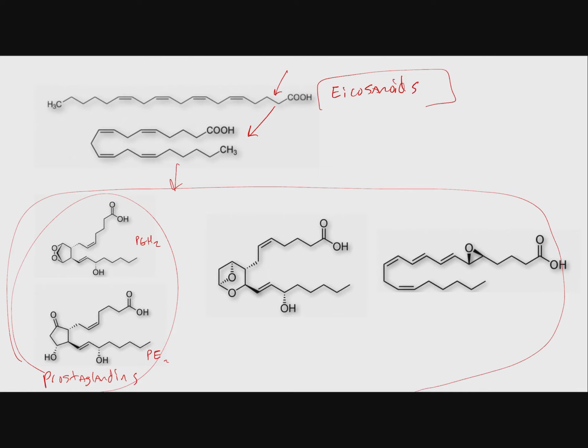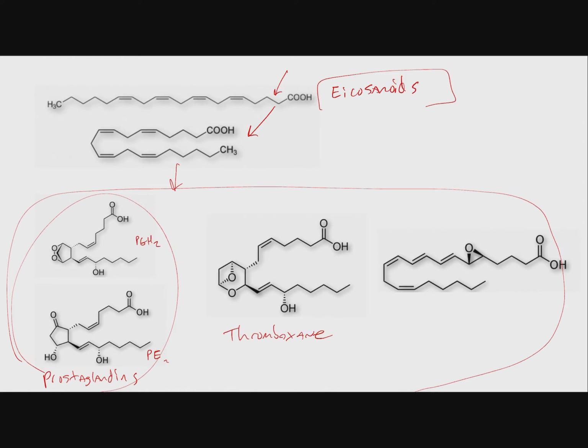Let's talk a little bit about thromboxane. I think I got a thromboxane here. I don't even know if I spelled that right. Thromboxane. These have roles in clot formation. They're named for their role in thrombosis. Potent vasoconstrictors, and they facilitate platelet aggregation.